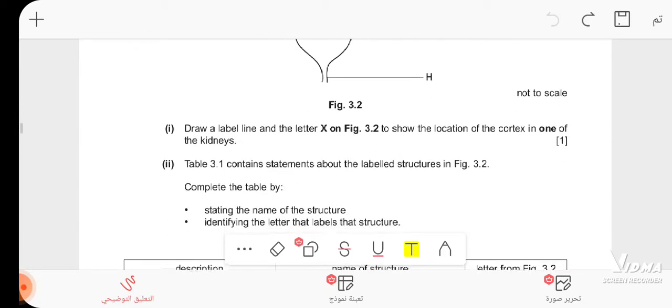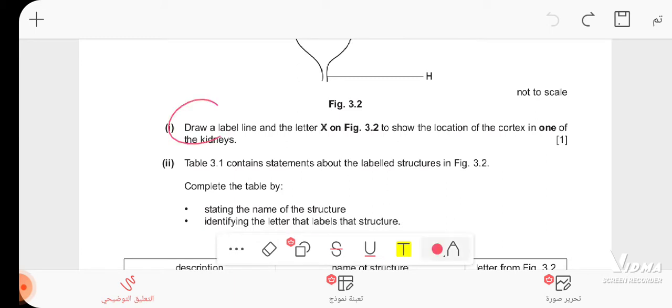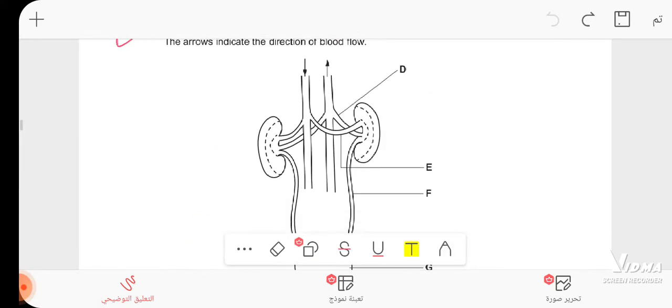Firstly, let's move to the question here. Draw a label line and the letter X on the figure 3.2 to show the location of the cortex in one of the kidneys. Yes, cortex here, the outer layer of the kidney. After the cortex is the medulla. The region between those two dotted lines is called the medulla, and the outer layer is called the cortex. Okay, so this is X.